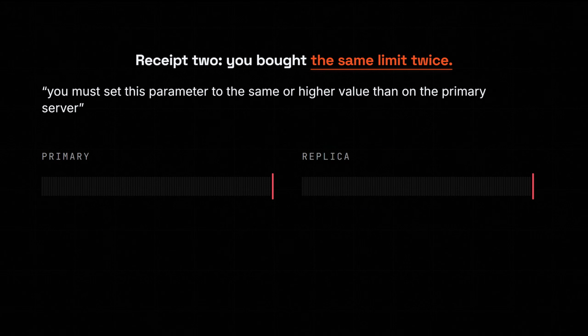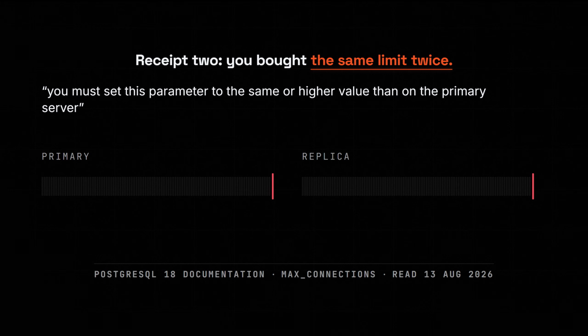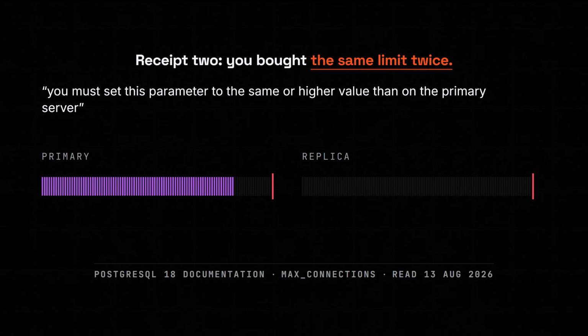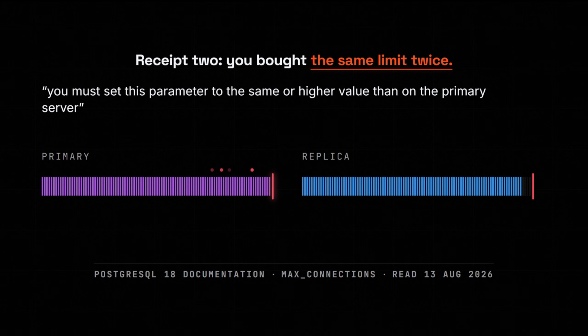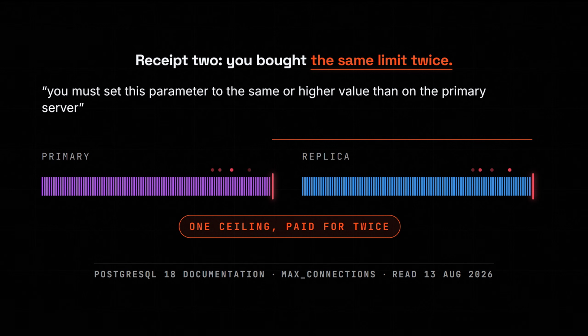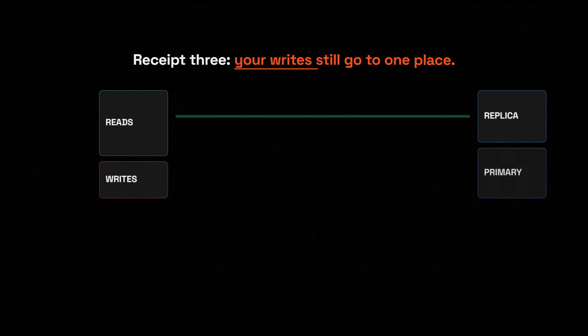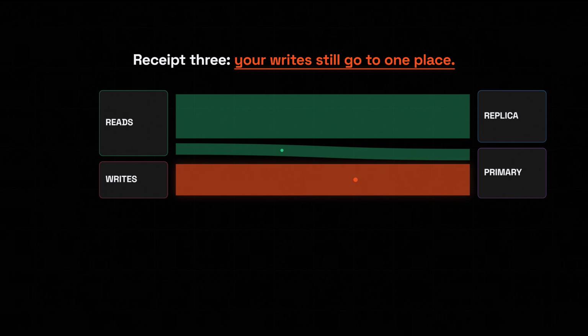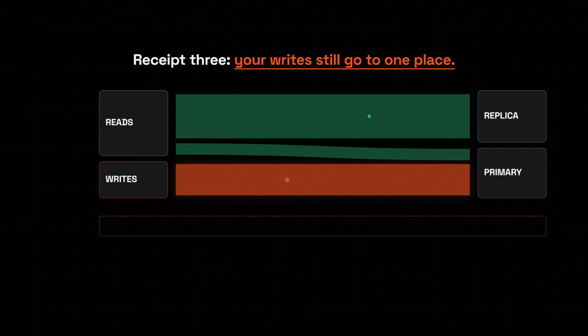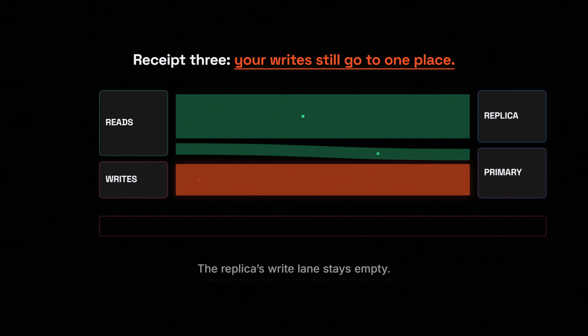Receipt 2, and this is the one that stings. A hot standby must run with max connections set at or above the primary's value, so the replica does not hand you an independent pool of slots. It inherits the ceiling, and it is obliged to match it. You paid for a second machine and bought the same limit twice. Receipt 3. Your writes still go to one place. If the connections drowning you are writes or transactions that touch a write, the replica cannot take a single one of them.